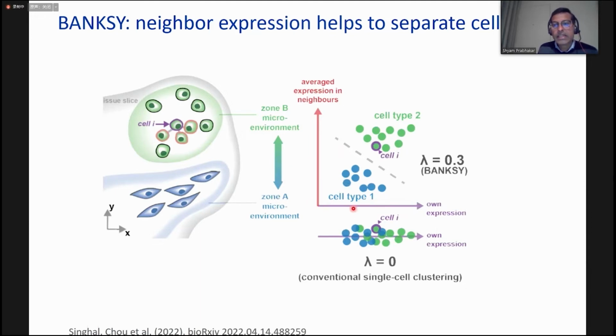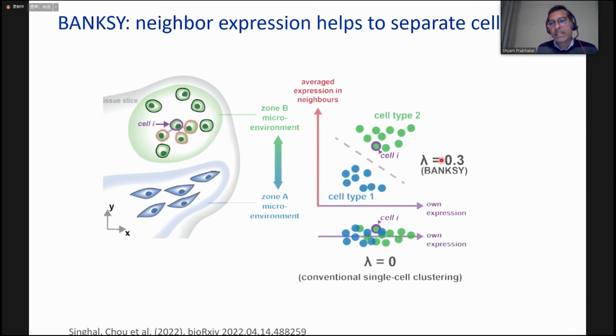Let's say the x-axis is the cell's expression, some metagene of the cell's expression. The y-axis is some neighborhood expression metagene. Now you can see here these blue cells and the green cells. If you look at only the cell's own expression, they kind of intermingle. There are some ambiguous cells. You don't know whether they're blue or they're green. But because they have different neighborhoods, their neighbor transcriptome is very different. And so in the neighbor transcriptome space, the blue cells and green cells are far apart. So then you can draw this dividing line and very cleanly separate them. And that's the advantage of this neighbor-informed clustering.